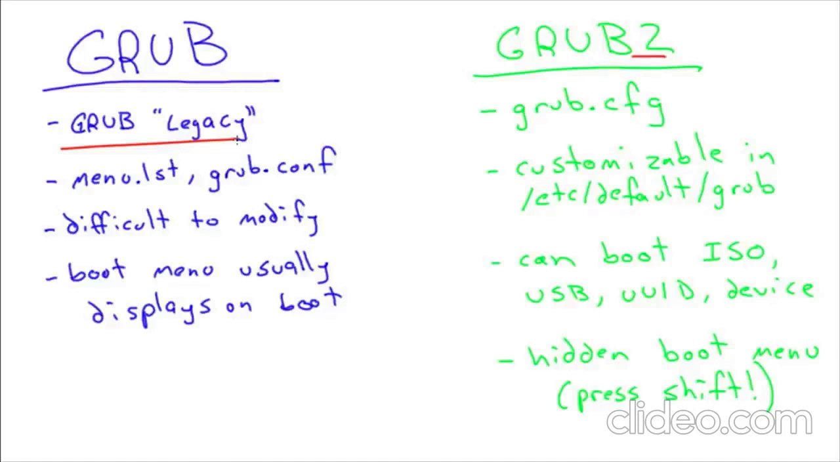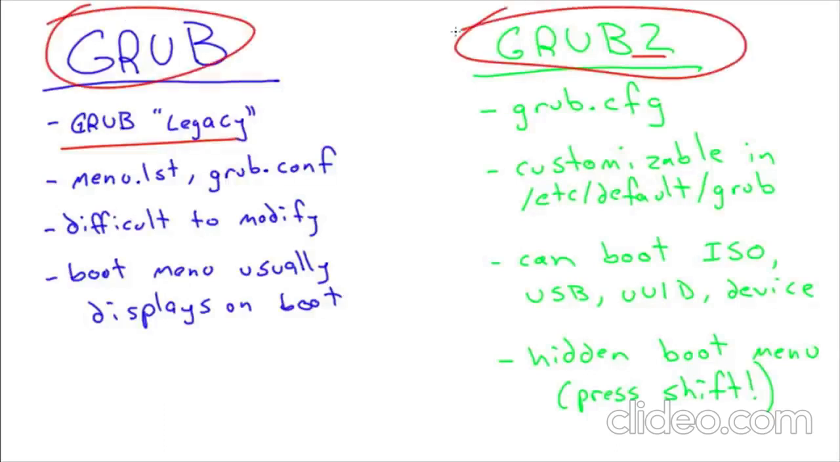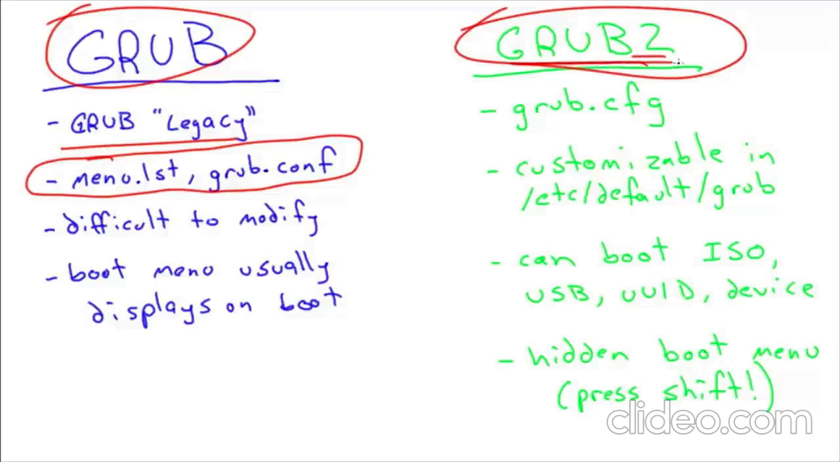Now, the biggest and easiest way to figure out if you're dealing with Grub or Grub 2 on your system is to look inside the boot Grub folder. And if you see menu.lst or grub.conf, that means you're running Grub Legacy because Grub 2 does not have those configuration files. Grub 2 has this configuration file, grub.cfg. Now, it's easy to confuse .cfg and .conf, so I always just look for menu.lst. If that exists, you're on Grub Legacy.